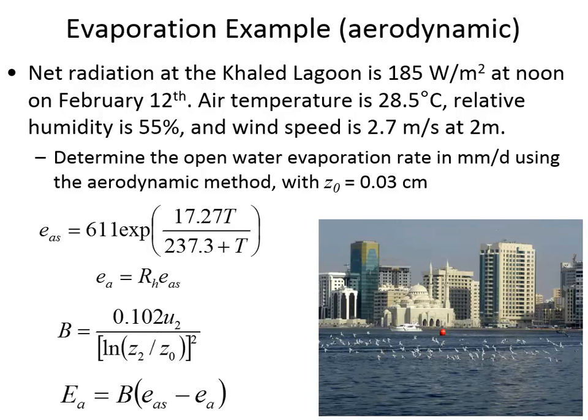Aerodynamic method. The first thing is we're going to calculate, or rather estimate, E sub AS. That's 611 times EXP, of course, EXP means E to the power of, 17.27 times 28.5, which is the temperature, over 237.3 plus 28.5.